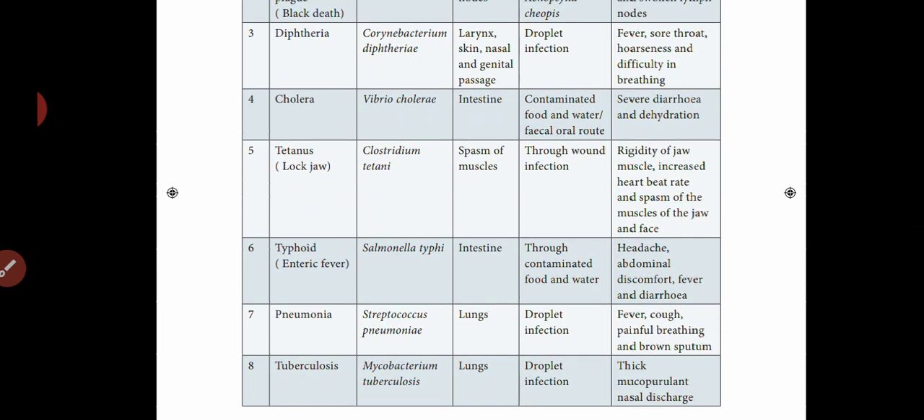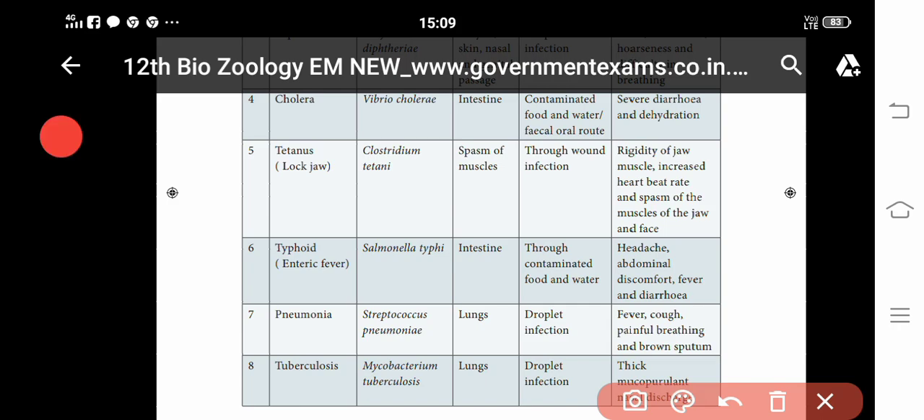So next we learn about tetanus. Tetanus, lockjaw. This disease is caused by Clostridium tetani. The spasms of muscles through wound infections, rigidity of jaw muscle, increase in the heartbeat rate and spasm of the muscles of the jaw and face.